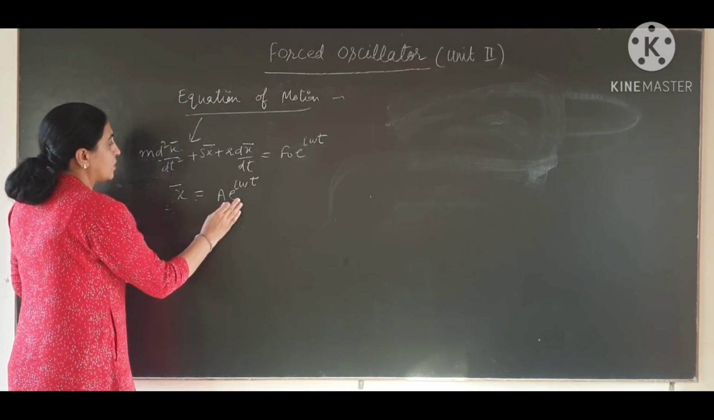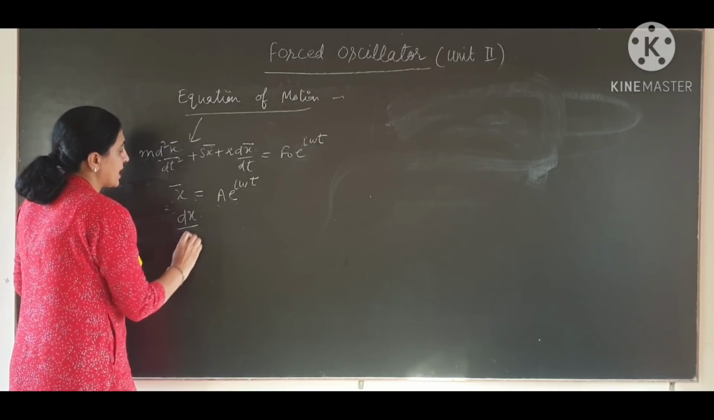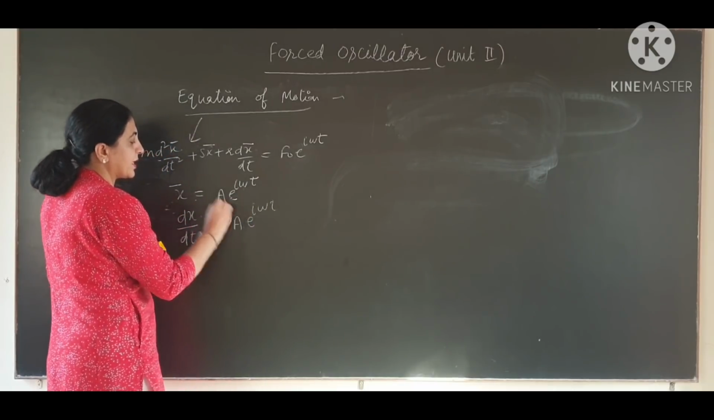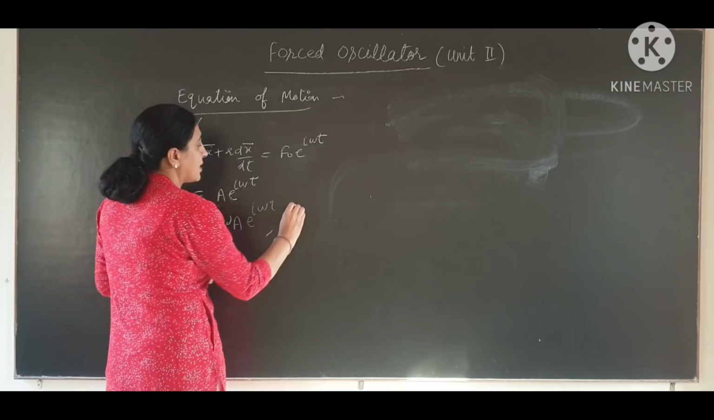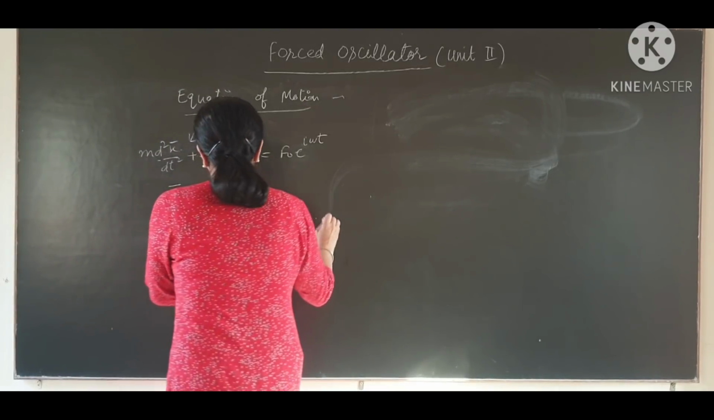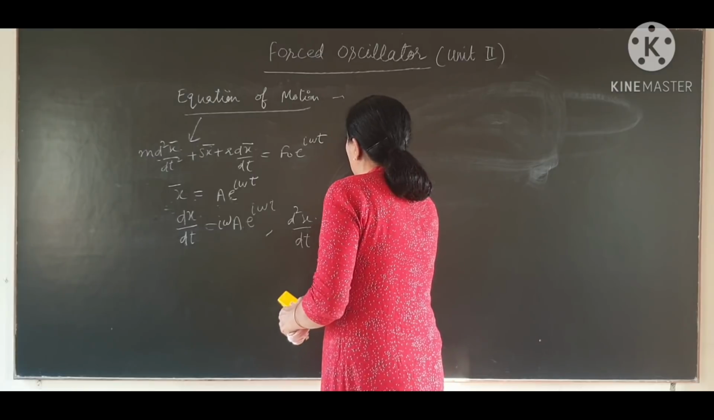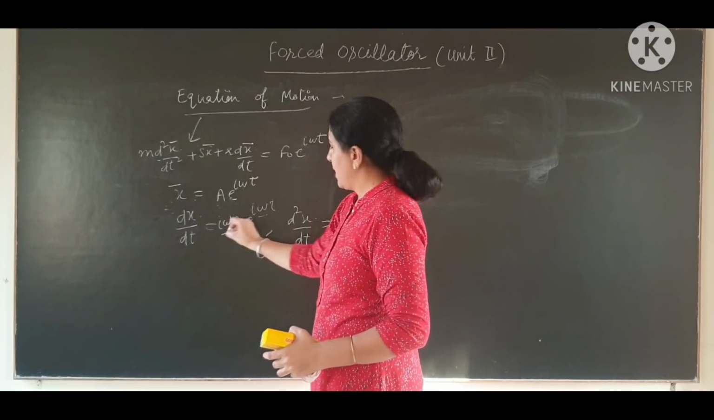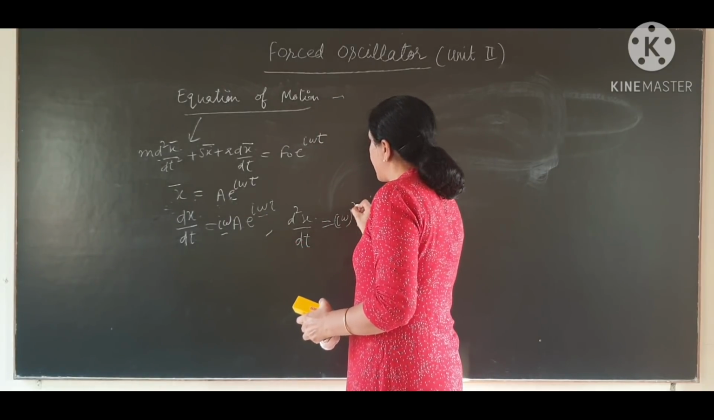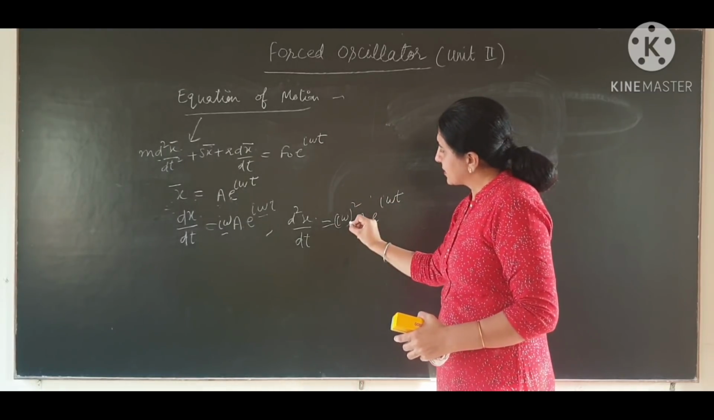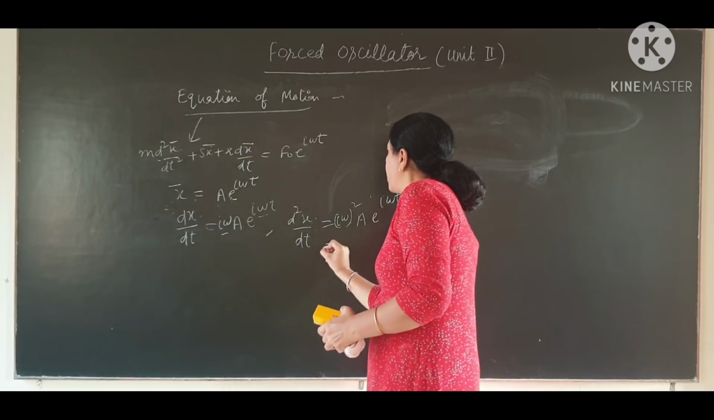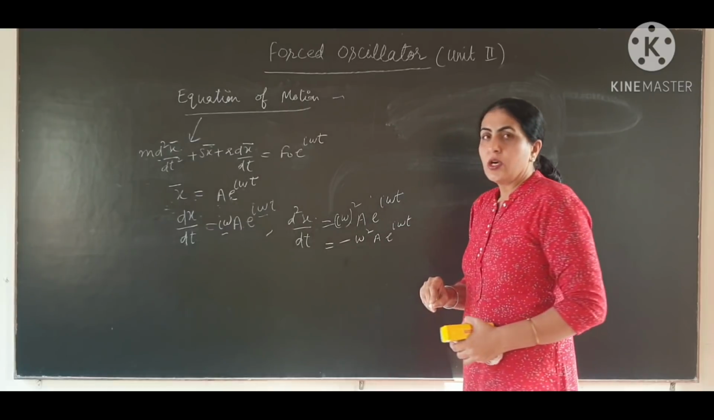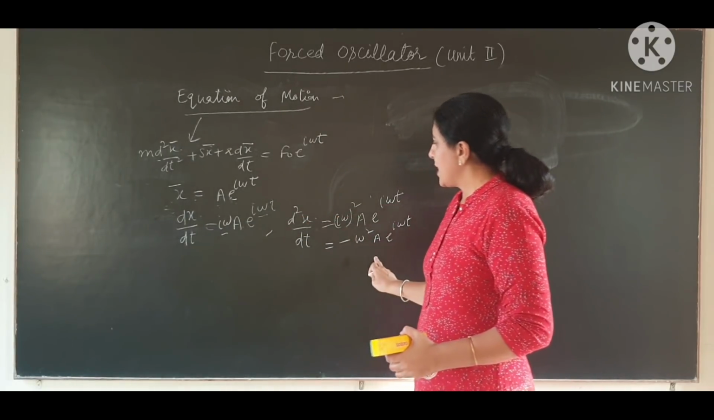The first derivative is a e raised to the power iota omega t, and the constant iota omega comes out. Then differentiating again with respect to t, we get a e raised to the power iota omega t times iota omega squared. Since iota squared is minus 1, this equals minus omega squared a e raised to the power iota omega t. So this is the first derivative and this is the second derivative.